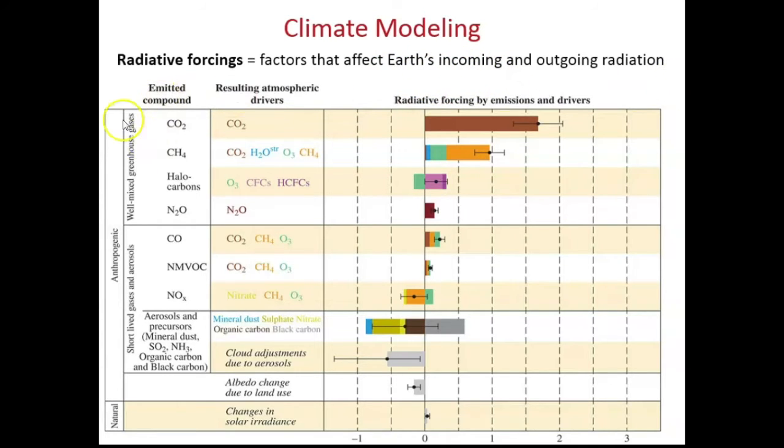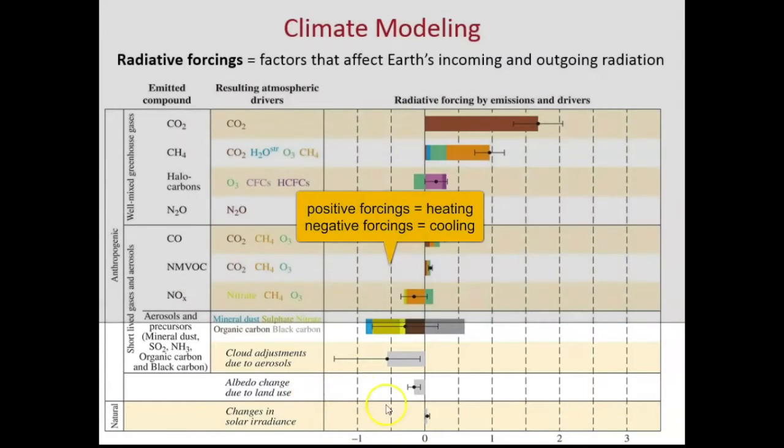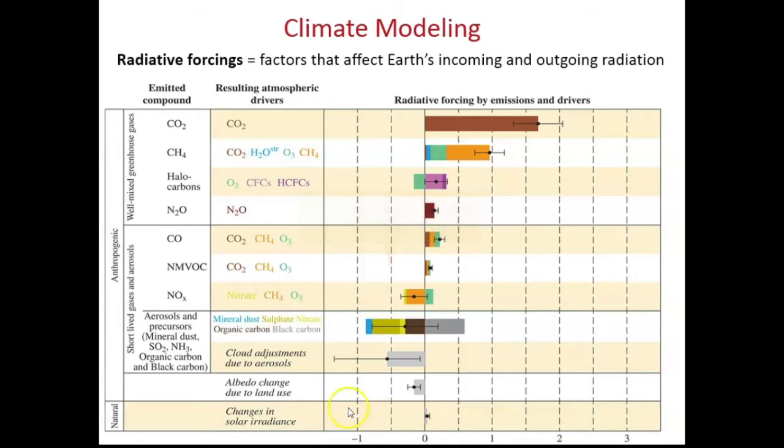Looking on the x-axis, these are 0, 1, and 2. Those are the positive numbers, and then there's 0 to -1. Those are the negative numbers. So there are positive radiative forcings, and these cause heating. These cause warming. And then the negative cause cooling. So there are warming effects and cooling effects. And we can see in general there are more warming effects, but there are also cooling effects.